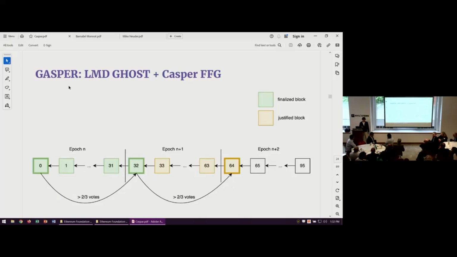But is everybody voting on every block, or is everybody only voting on the block that's assigned to their validator set?